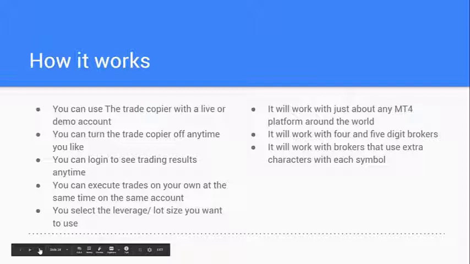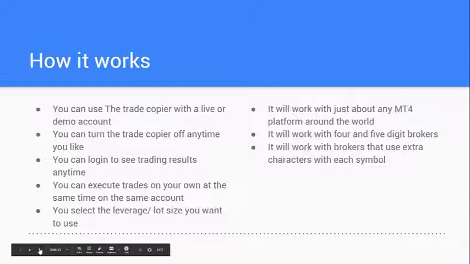You can also log in to see the trading results anytime, and you can log in on your mobile device. So if you've got, let's say, the MT4 app installed on your phone, you can log in and see the trades in real time. You can also execute trades of your own at the same time on the same account, the same one that I'm executing trades. It will not affect the trades. It may affect your performance. You might have some good trades and some bad trades, and obviously it's going to change ultimately.